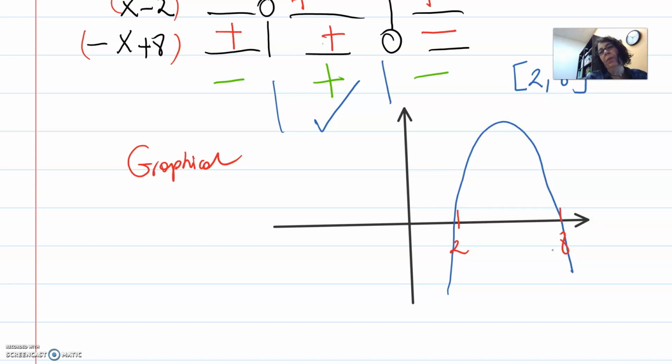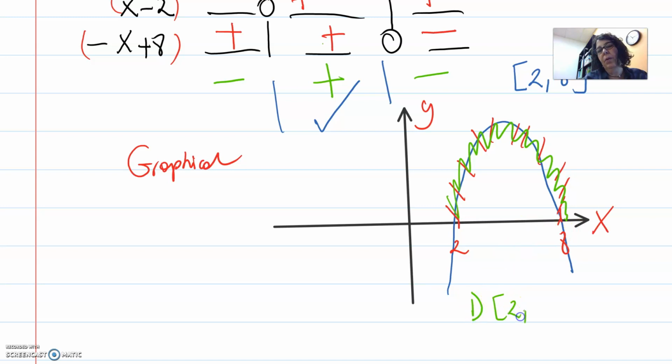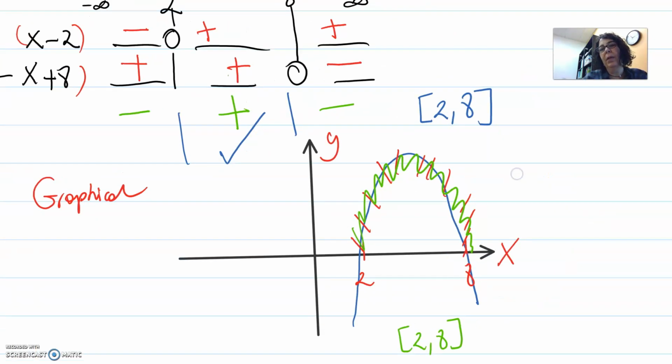What do we want? We want this to be greater than or equal to 0. This is the x-axis, this is the y-axis. So we want the upper part of the parabola. This shaded green and red mix is my solution, and it lies between 2 and 8. Oh, that's not the domain. 2 and 8. So as you see, we have obtained the same solution.